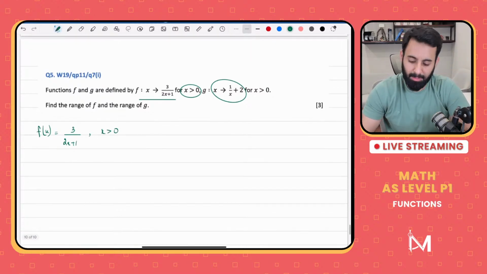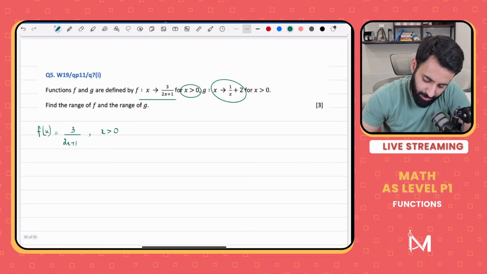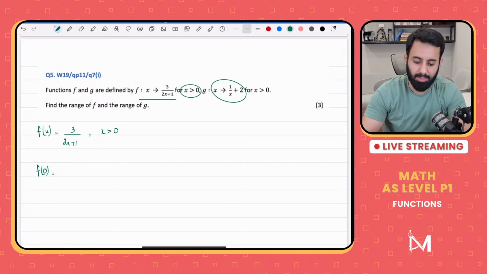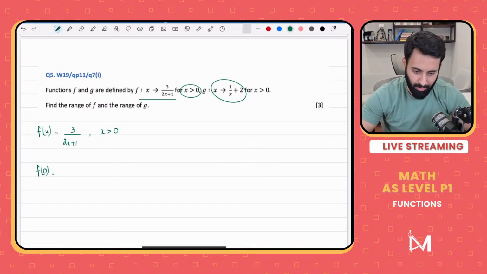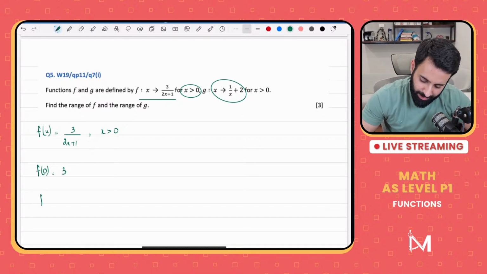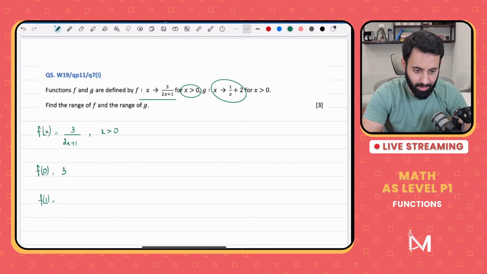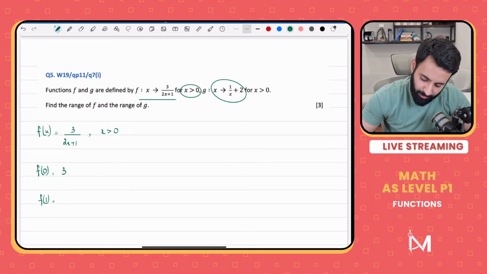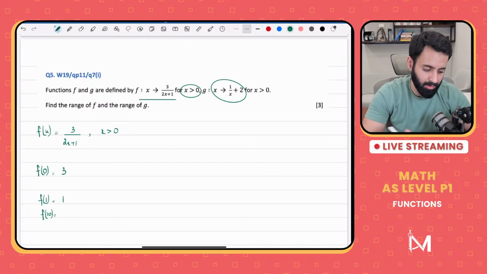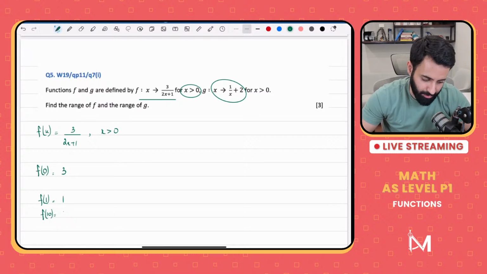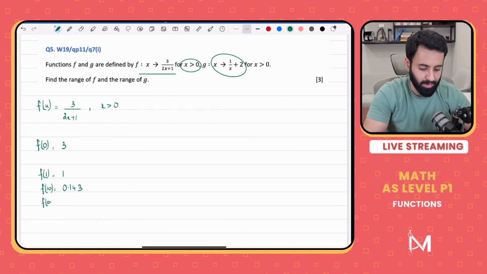Now, like I said, it's very important that you get familiar with the function. How will you get familiar? By plugging in a few values. So if you plug in 0, let's see what you get. Okay, just do it directly in your calculator. 3 upon 2 times 0 plus 1, so you get 3. Okay. Then let's identify a trend. If you plug in 1 in place of 0, let's see what you get. You get 1. If you plug in 10, let's see what you get. You will get 0.143.